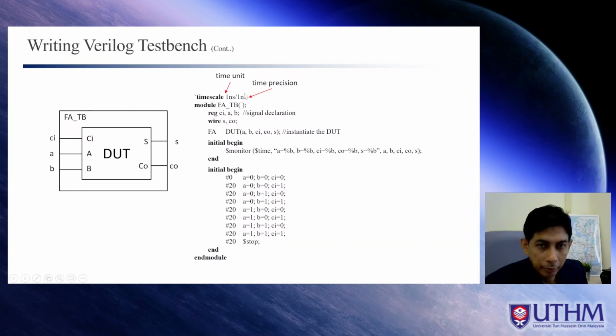This is the time precision. The time precision means that your simulator will evaluate the output every 1 nanosecond. If you write 1 picosecond, it will evaluate at a much smaller time step, 1000 times smaller than this. So of course the simulation will be a lot slower, but it is more accurate in terms of timing.